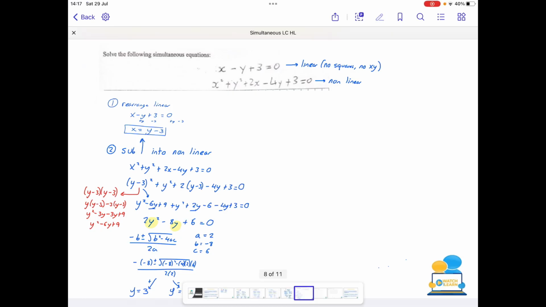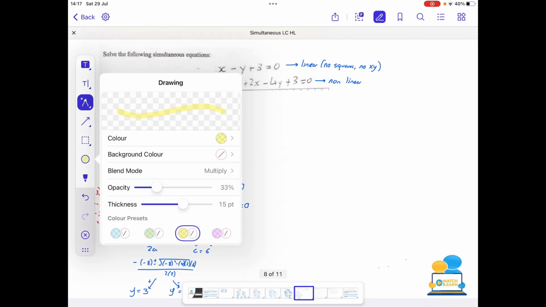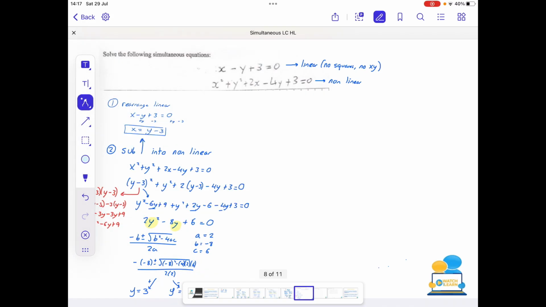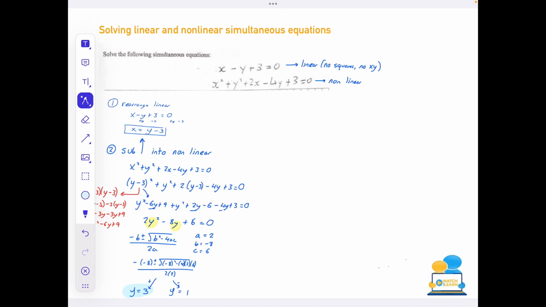So that is actually two of my answers. I've solved the equation for y's. So we have y is equal to 3 and y is equal to 1. For this, we are actually going to end up with two sets of answers. So we're going to have two values for x and two values for y.